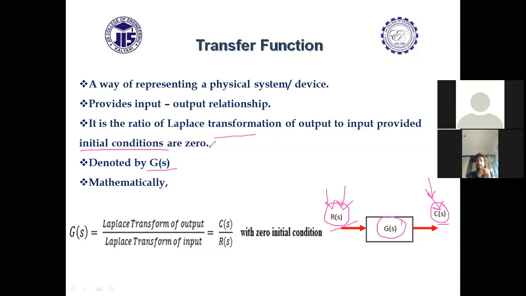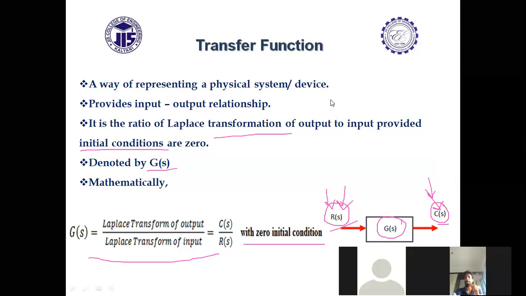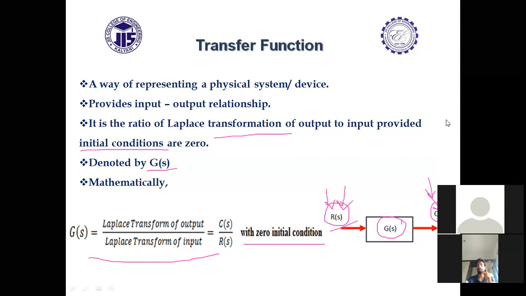So this definition can be written in mathematical form as G(s) equals Laplace transformation of output by Laplace transformation of input, that is C(s) by R(s), with zero initial condition. Okay. Now let us move to the next slide.